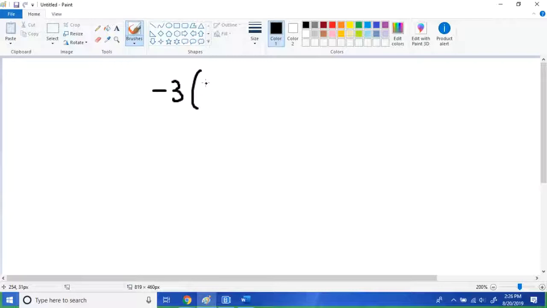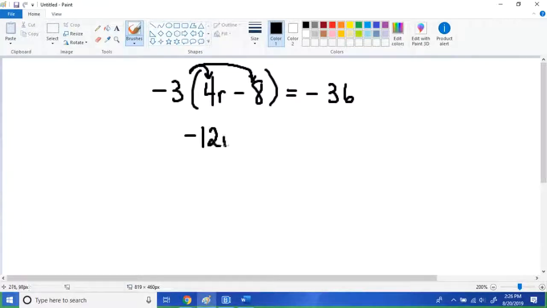Negative 3 parentheses 4r minus 8 equals a negative 36. Here we have a lot going on the left side. Because this number is sitting right beside the parentheses, I'm going to multiply it all the way through using the distributive property. So negative 3 times 4r is negative 12r. Negative 3 times a negative 8 is a positive 24. I'm going to bring down the negative 36.